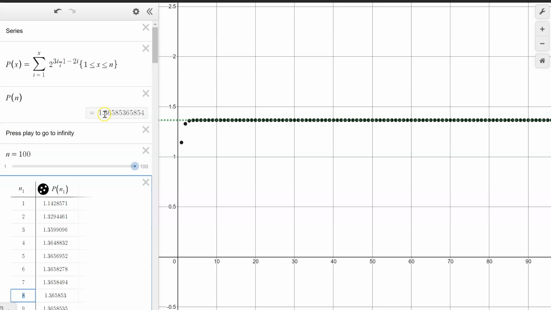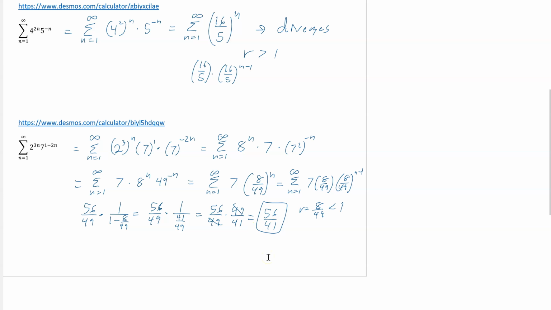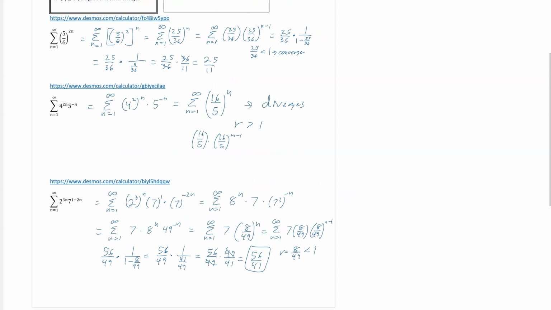So you can see it pretty much got to our approximation pretty quick. And the exact value of our limit was right there. So 56 over 41. There you go.